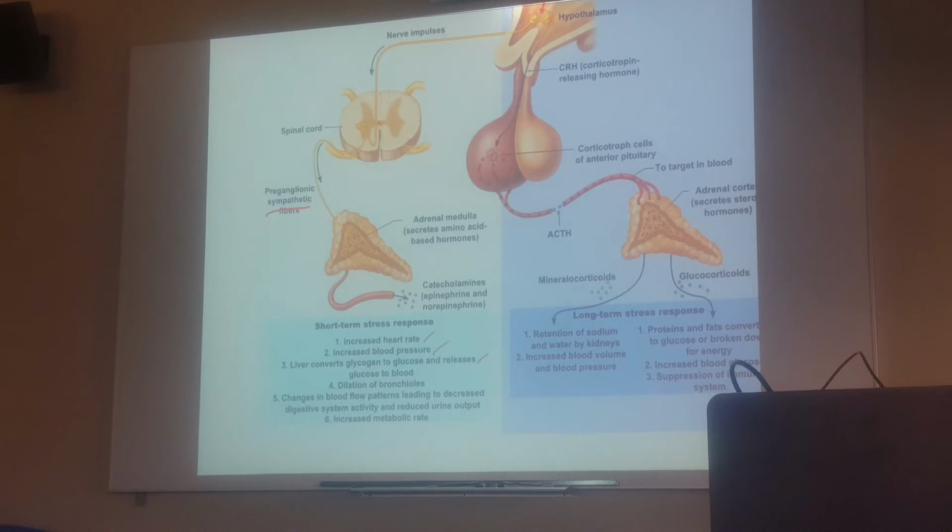Increased blood glucose, dilation of the bronchioles so that we can bring in more air, change our blood flow patterns to working skeletal muscle as opposed to the digestive system, reduce our urine output, which does what for us as well? Saves plasma volume, so that seems like a good one. And are we going to need an increased metabolic rate to fuel exercise?